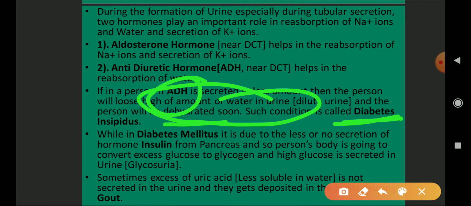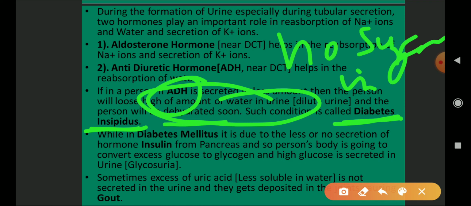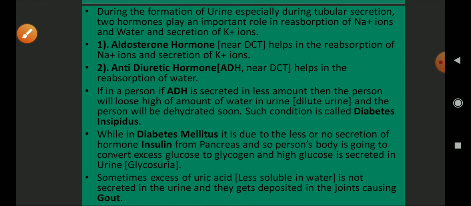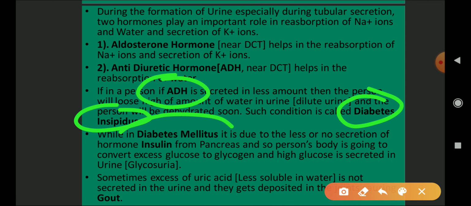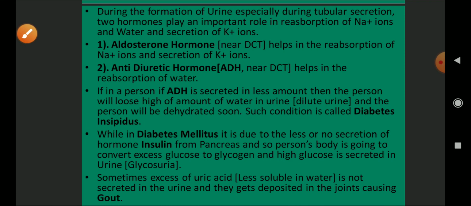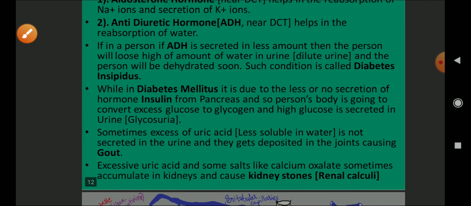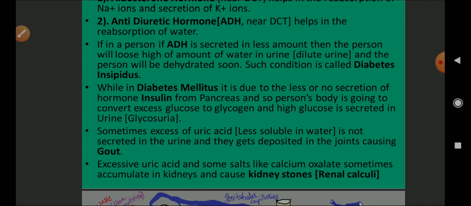That condition is known as diabetes insipidus. In diabetes insipidus, no sugar is found in urine, but in another condition, diabetes mellitus, sugar is found in the urine. Diabetes insipidus is due to less amount of ADH. Diabetes mellitus is due to less amount of insulin. Understood?